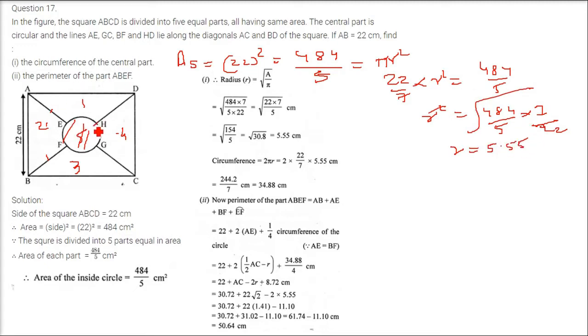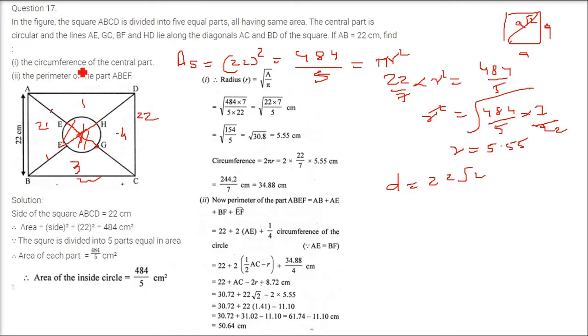So this radius is coming as 5.55. But if you see, this is 22, this is 22. What will be the length of the diagonal? We know that for a square, if this is A, this is A, the diagonal will be A root 2. So the length of the diagonal is 22 root 2.